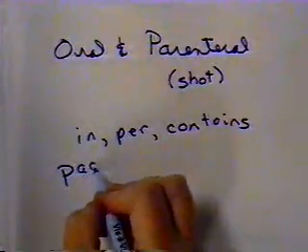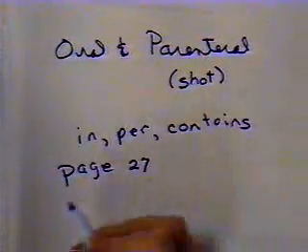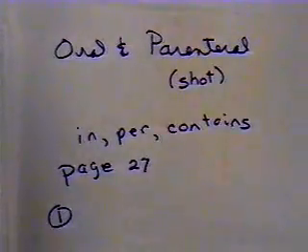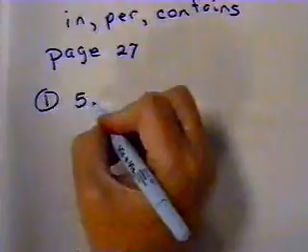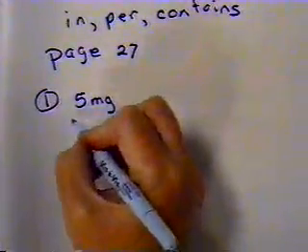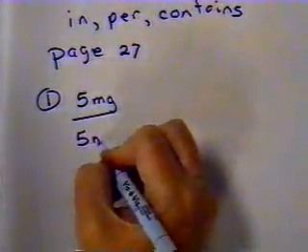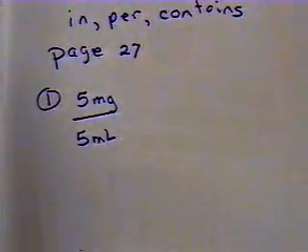So on page 27, number 1. Number 1 says 5 milligrams in 5 milliliters. So we write down whatever is in per contains, but we write it down as a proportion, and we keep the labels. 5 milligrams in 5 milliliters.